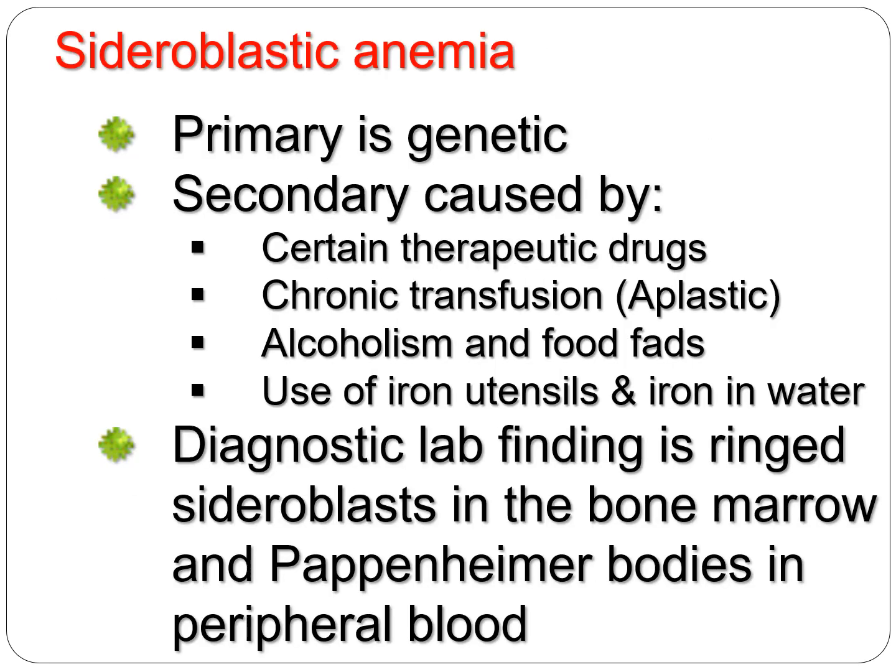Primary is genetic, secondary is caused by certain therapeutic drugs, chronic transfusion, alcoholism, and food pads. Diagnostic lab finding is ringed sideroblast in the bone marrow. So if your specimen is from the bone marrow, ang titingnan natin doon would be the presence of the ring sideroblast. If peripheral blood, we have to check or to rule out for the Pappenheimer bodies.